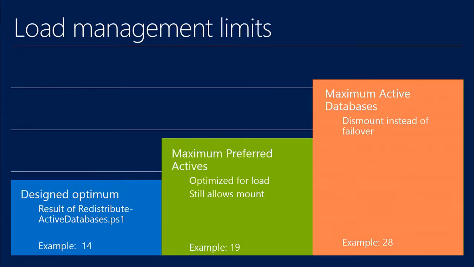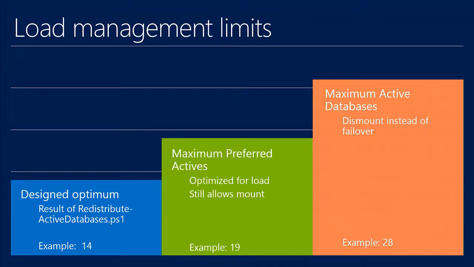So one is just using our redistribute active databases script. This is a script that we released in 2010 and carried forward into 2013. And this is there for you to use to balance your DAG according to activation preference, both within or across multiple AD sites. The other two values that we have, one is called maximum preferred active. That's a soft limit. It's kind of a suggestion for Active Manager that says, you know, this server can have more databases, but I really want it to have just fewer ones. So if there's another server that has more resources, move there instead. Only move to me if you absolutely have to.